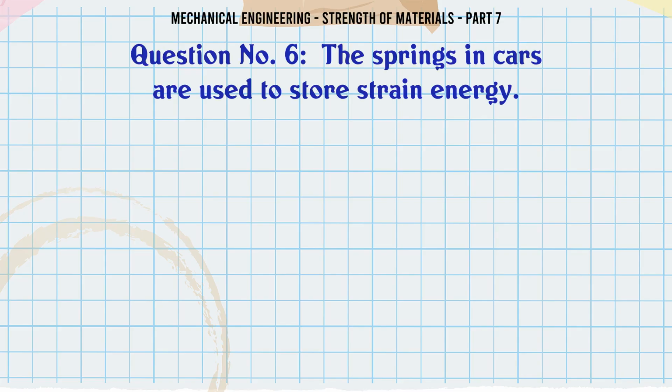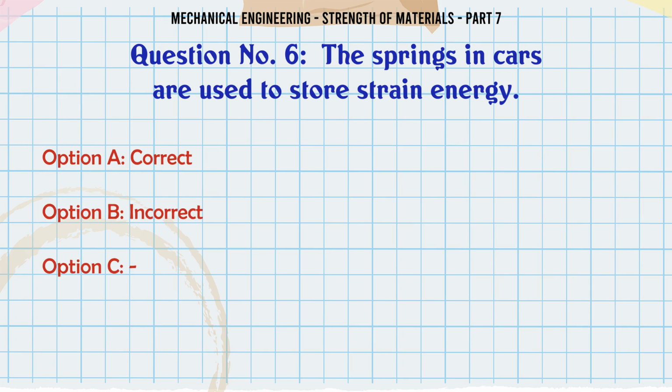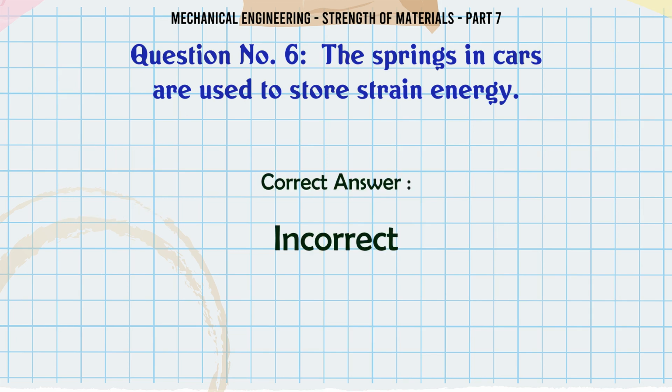The springs in cars are used to store strain energy. A. correct, B. incorrect. The correct answer is incorrect.